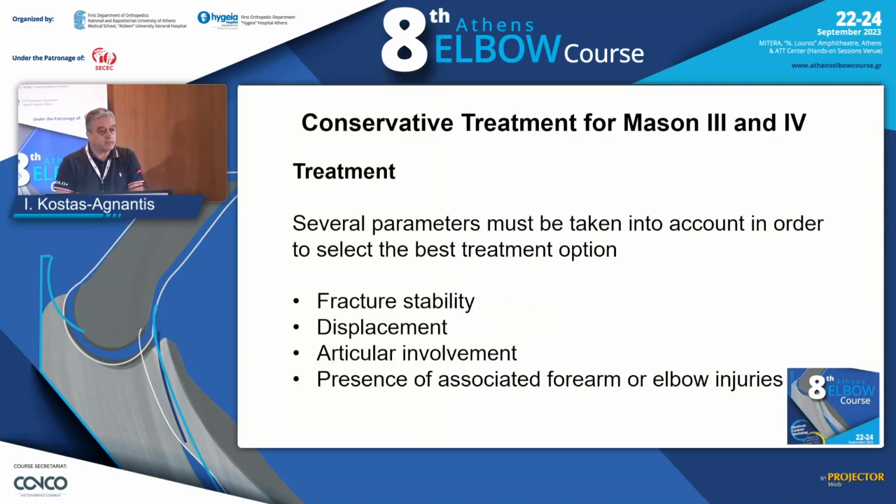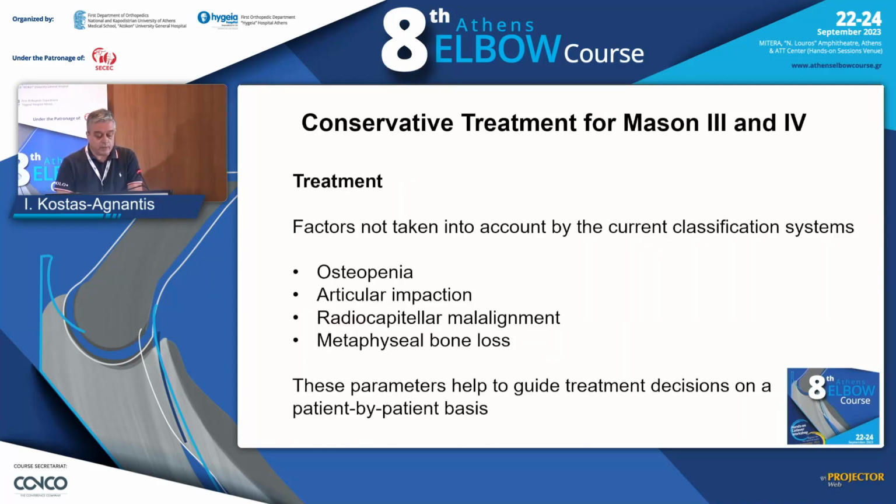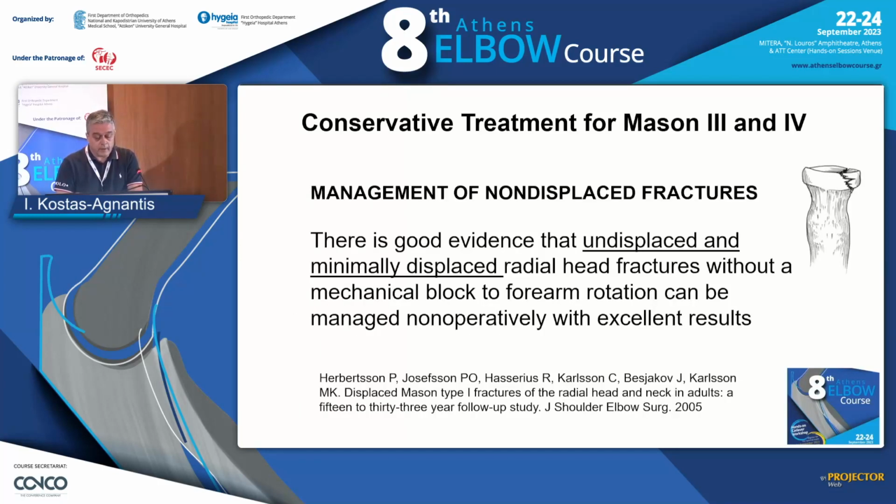In order to select the best treatment option for these fractures, several factors or parameters may be taken into account, such as fracture stability, displacement between the bones, articular involvement, and the presence or not of ligament injuries of the elbow. Many factors are not taken into account by our classification systems, such as osteopenia, articular impairment, radiocapitellar malalignment, and metaphyseal bone loss. These factors help to guide a treatment decision on a patient-by-patient basis.